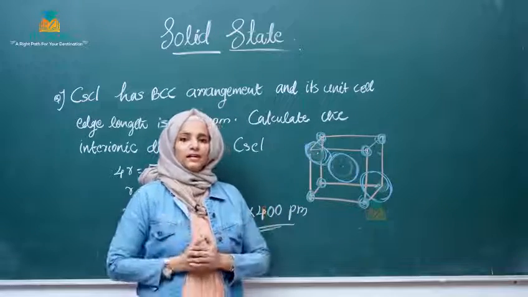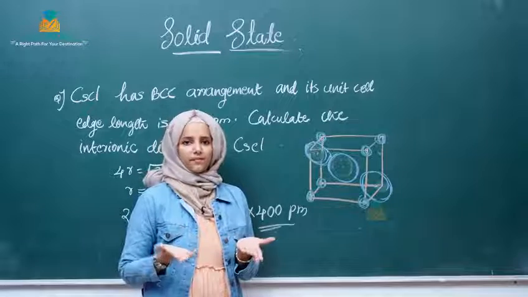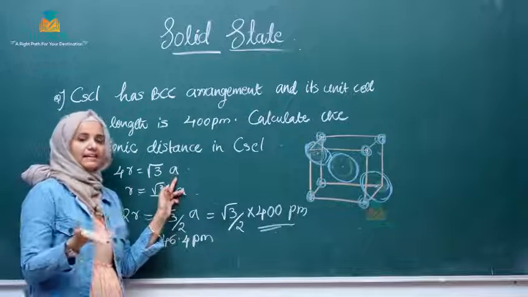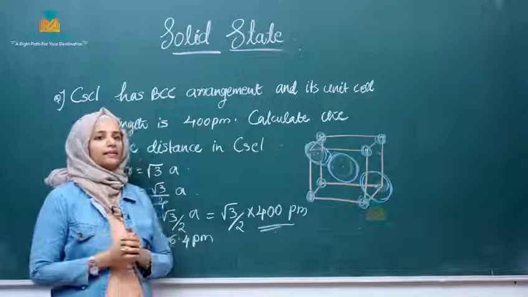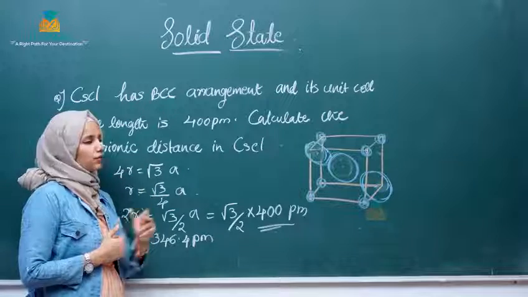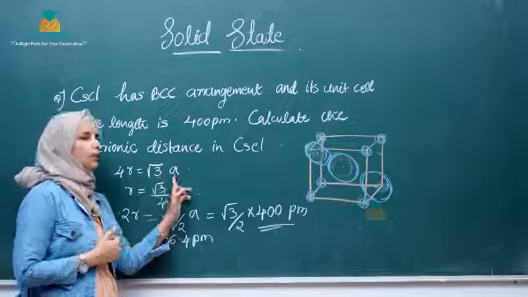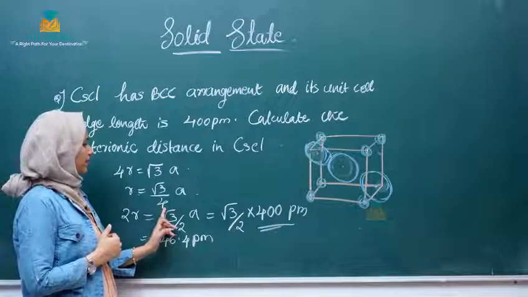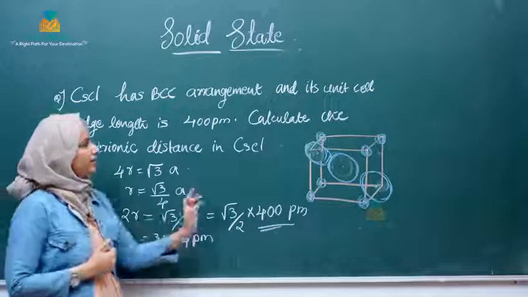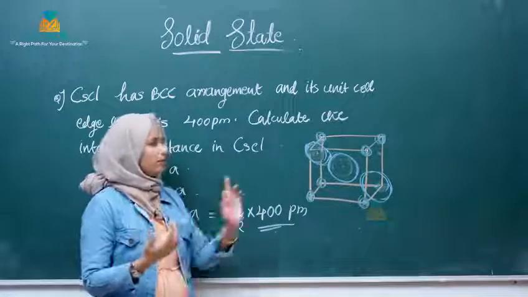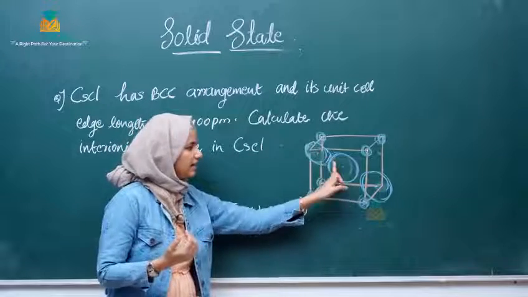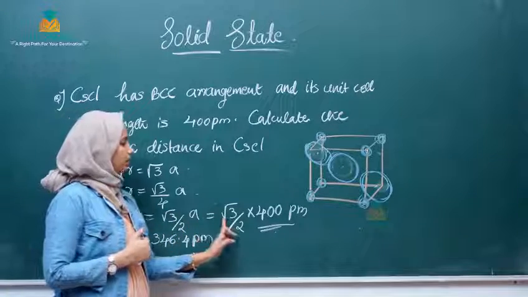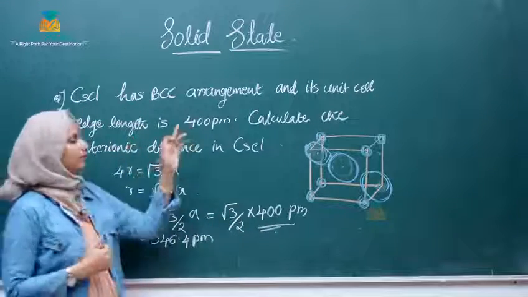We know 4r is equal to root 3 a. The relation connecting edge length and radius is that the body diagonal for a BCC unit cell is equal to root 3 into the edge length. So r is equal to root 3/4 a. But we have to calculate the interionic distance, which is r plus r, so 2r is equal to root 3 by 2 into a.